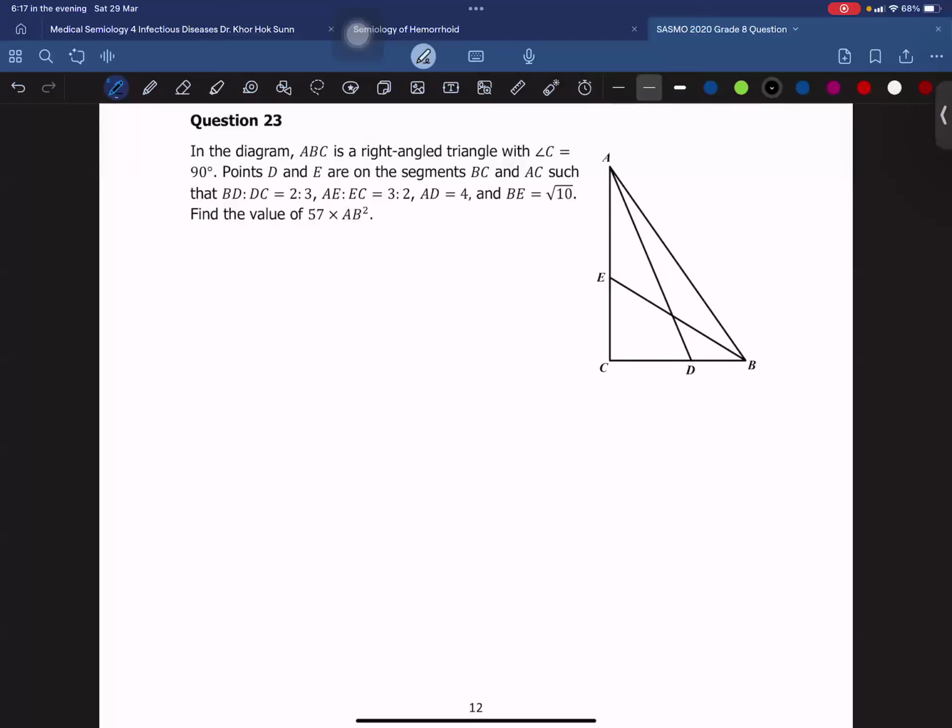In the diagram, ABC is a right angle triangle with angle C equals 90 degrees. Points D and E are on the segments BC and AC such that BD over AC equals 2 over 3, AE over EC equals 3 over 2, and AD equals 4, and BE equals square root of 10. Find the value of 57 times AB squared.